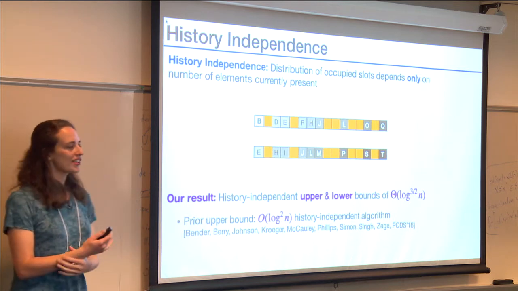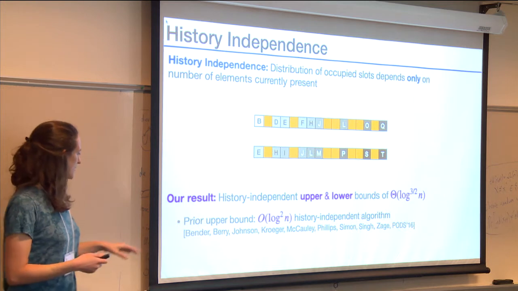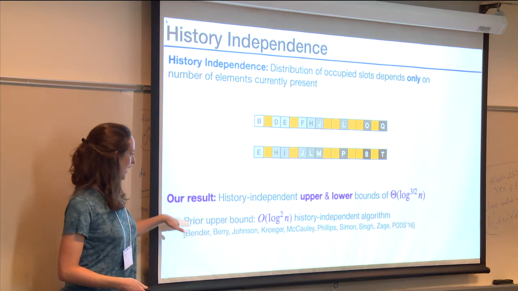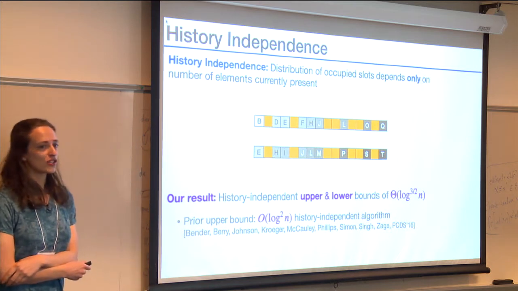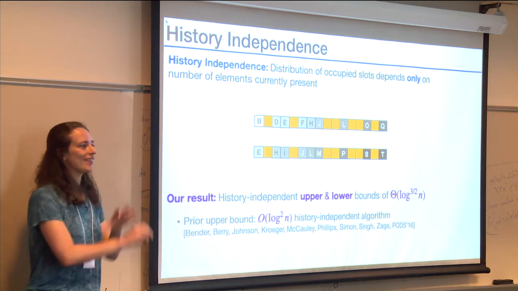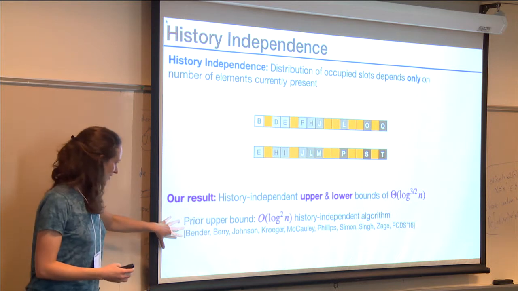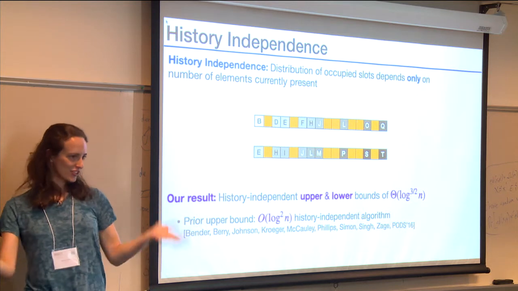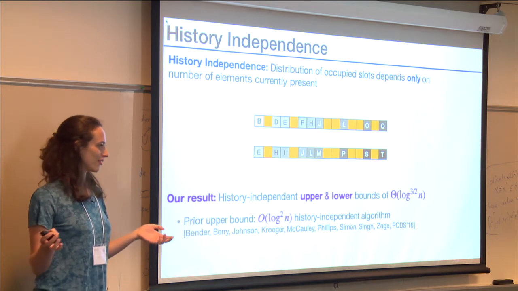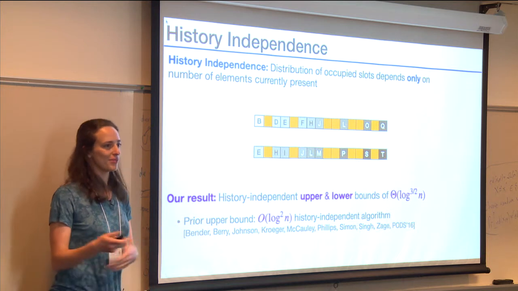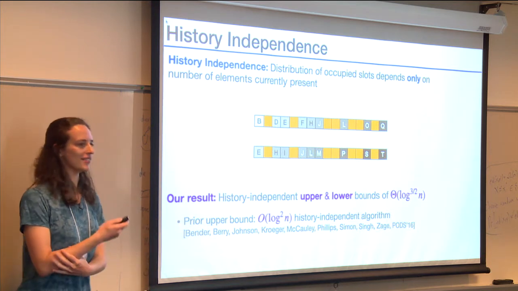So history independence has been studied before in the context of this problem. In particular, it was previously known that you can get a log squared n history independent algorithm. So what this is saying is, okay, there was a log squared n algorithm to begin with. And this work is saying, by the way, we can match the state of the art at log squared n and also have this additional property on top of it that the algorithm is history independent. So they're getting history independence as an additional nice property in its own right.